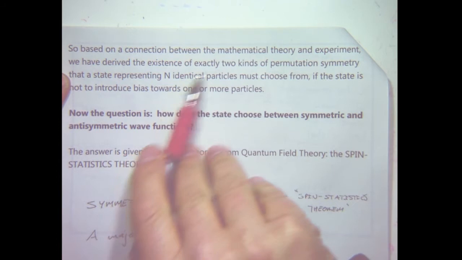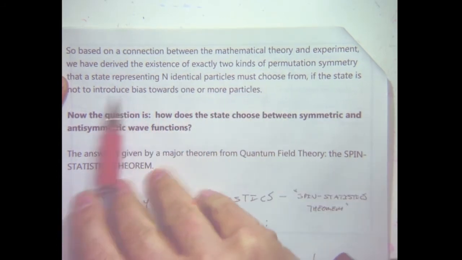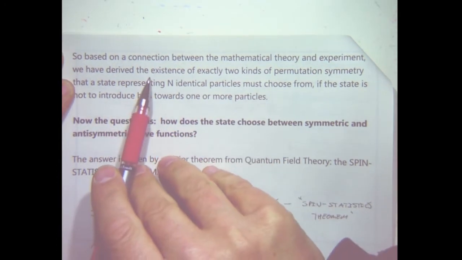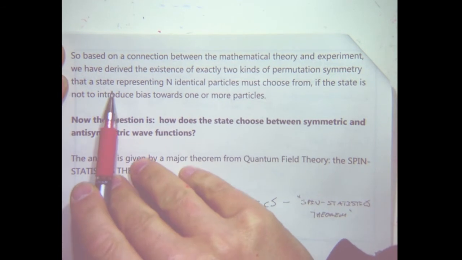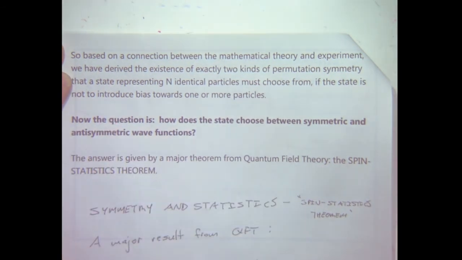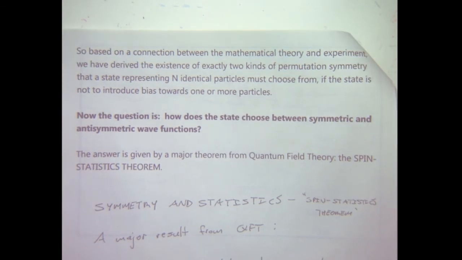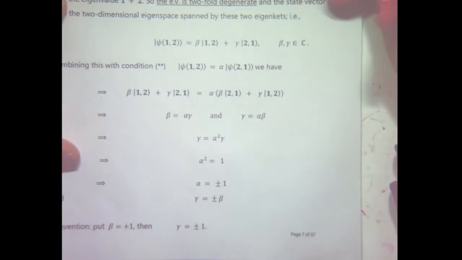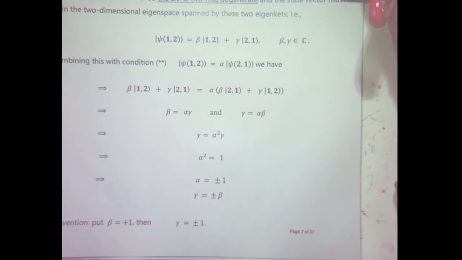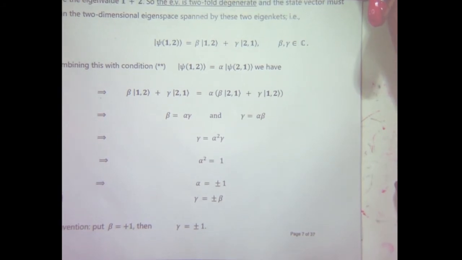So based on the connection between mathematical theory and experiment, this modulus of psi squared, when you were deriving the values for alpha and gamma and beta, we wrote that alpha squared is 1, and then we went to alpha is equal to plus minus 1. But alpha is a complex number. So it can be a phase.